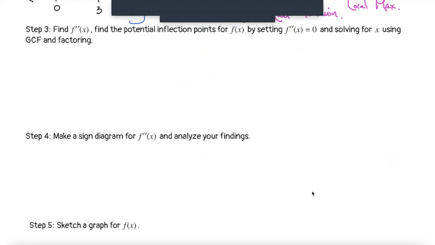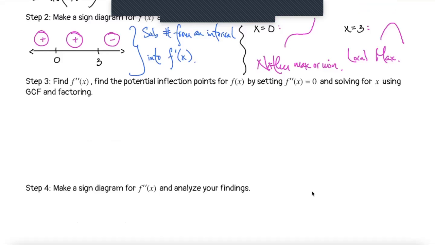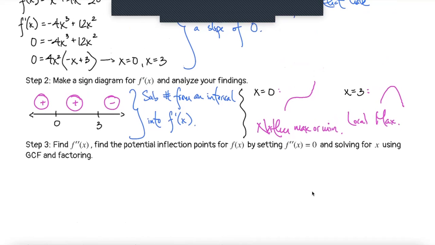Okay, so step 3 says find f double prime. And we're going to find the second derivative. And then I'm telling you that we're looking for potential inflection points. Now that's a new word for us, inflection points. But let's focus on the process right now, and then we'll come back and patch in like what an inflection point is, okay? So in order to do that, I probably want to grab my first derivative.